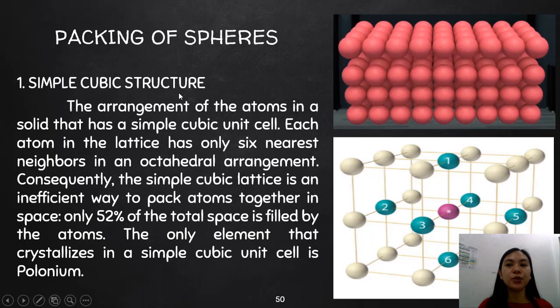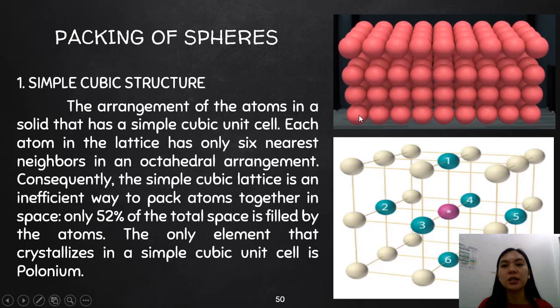So it says here, simple cubic structure. The arrangement of the atoms in the solid that has a simple cubic unit cell. Each atom in the lattice has only 6 nearest neighbors in an octahedral arrangement. Consequently, the simple cubic lattice is an inefficient way to pack atoms together in space since only 52% of the total space is filled by the atoms. The only element that crystallizes in a simple cubic cell is your element polonium. So very rare po yung magkakaroon tayo ng simple cubic unit cell kasi it's not very efficient in terms of packing. It's only your element polonium.